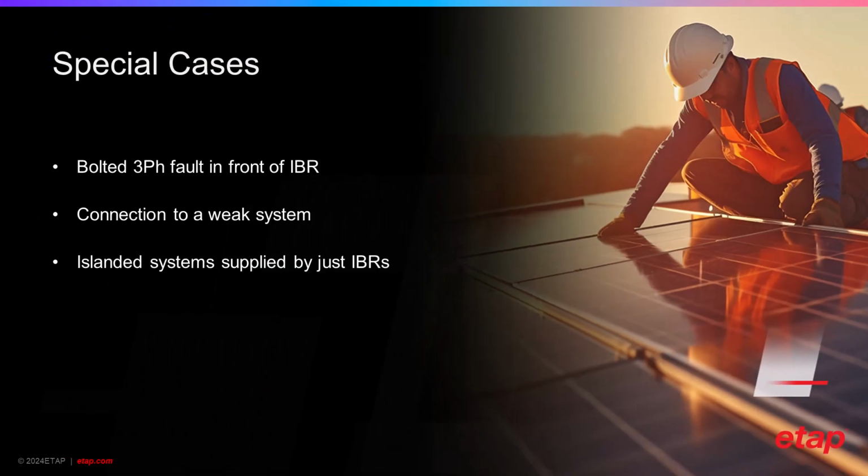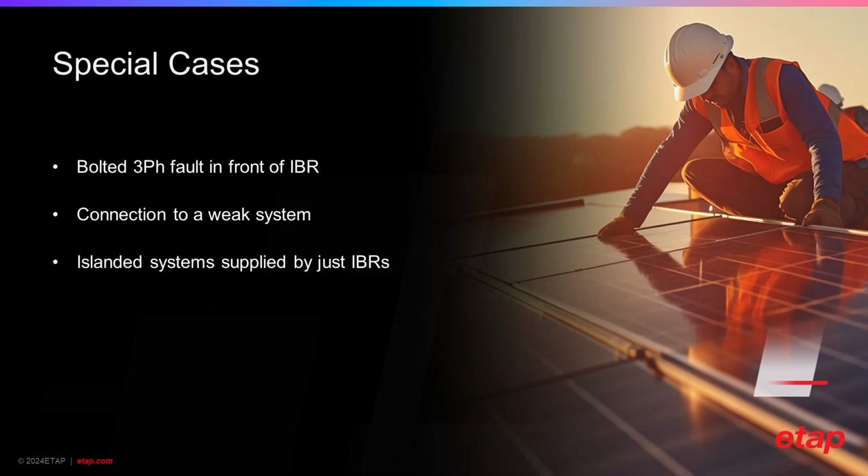So we discussed the fault close to the IBR, and some of the settings. You can also have this connection to the weak system. It can be the same case, especially if you're doing line-to-ground faults, with positive, negative, and zero sequence networks together with some fault impedance. It can create some convergence issues sometimes.